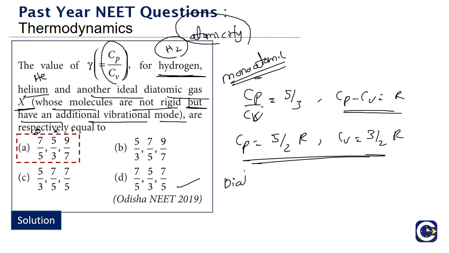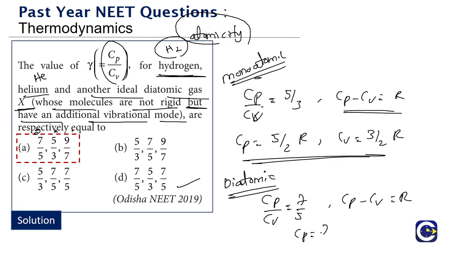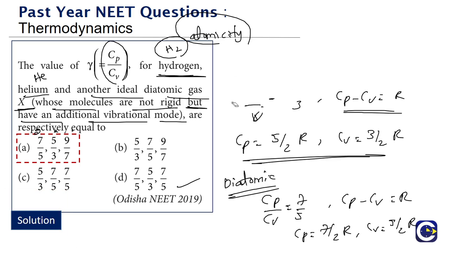If you look at the diatomic, like hydrogen, Cp by Cv is equal to 7 by 5, and the same Cp minus Cv is equal to R here also. So Cp will be 7 by 2 R and Cv will be 5 by 2 R. Like this we will be able to calculate the Cp and Cv values of the respective gases. Maybe in further questions we will be using these Cp and Cv values.